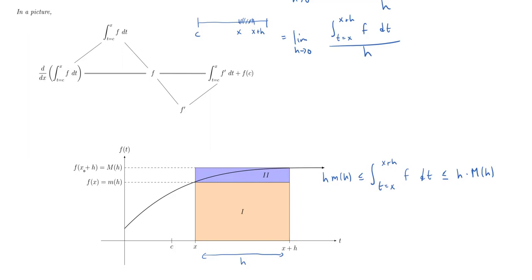Here we're using the extreme value theorem to guarantee the existence of those two values, the max height and the min height. So, extreme value theorem.